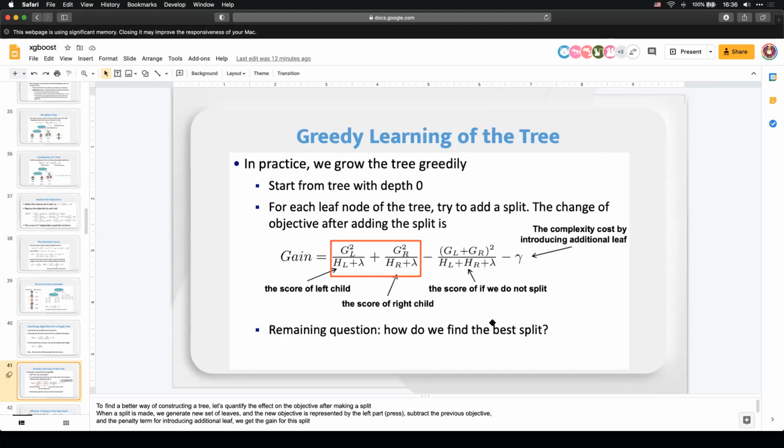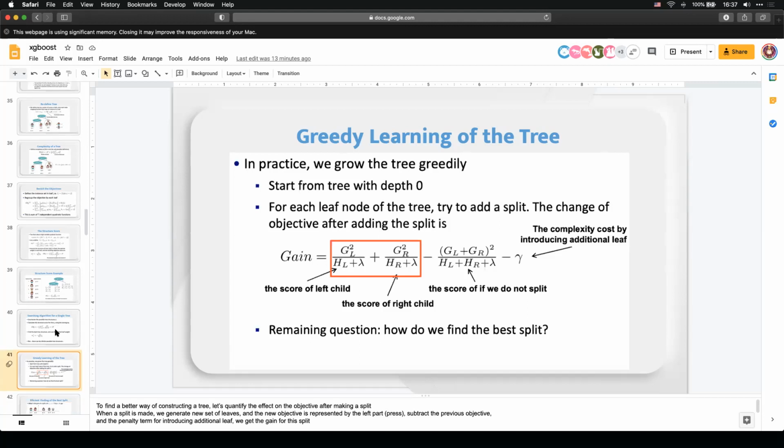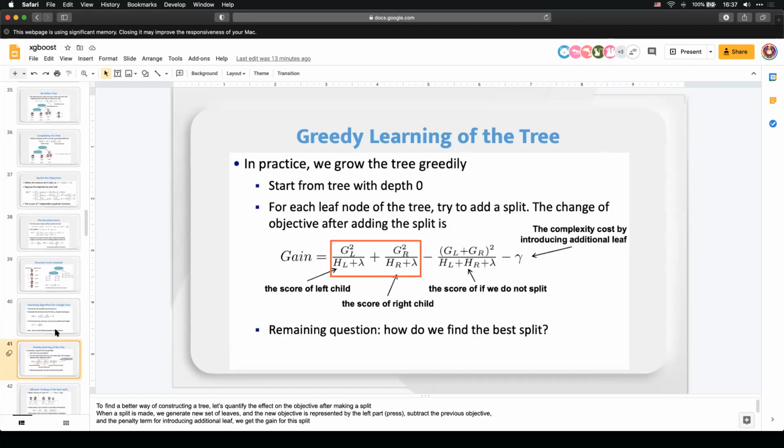Maybe I'll pause here and ask another question. Should this gain be positive or negative? Like say if we want to do a split, should this gain be positive or negative? Positive? Yeah, anyone else want to take a guess?